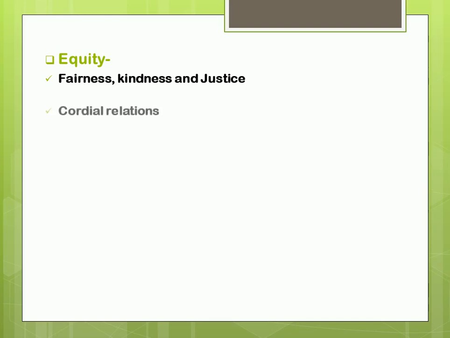So the next principle is equity. Equity means a combination of fairness, kindness, and justice. So equity is very essential to create and maintain cordial relations between the teacher and the students.